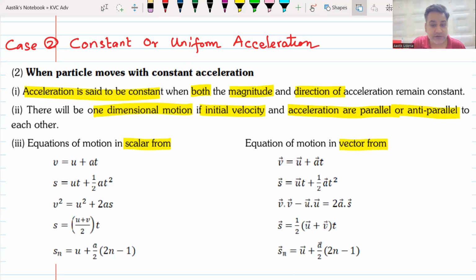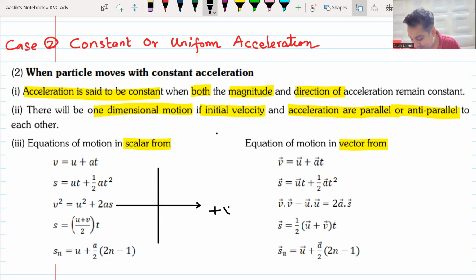What sign convention do we use? I've told you that sign convention before also. These are my axes. This is my plus x. This is my plus y. This is my minus x. And this is my minus y.